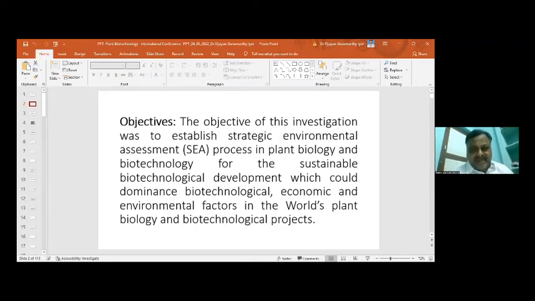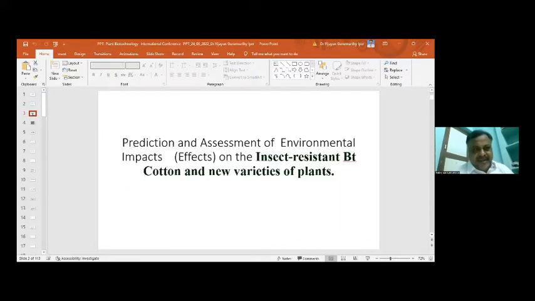In many biotechnological projects, plans, programs, policies, and legislative actions, the environment and sustainability are considered in the planning and decision making process that could dominate biotechnological, economic, and environmental factors in the world's plant biology and biotechnological projects. So the main focus I have taken is the insect resistant BT cotton and the BT cotton varieties, and the prediction and assessment of environmental health effects.